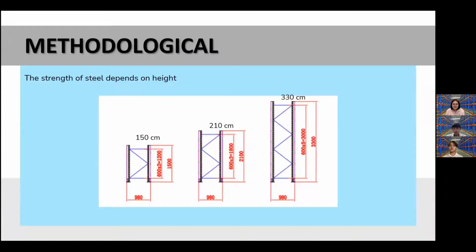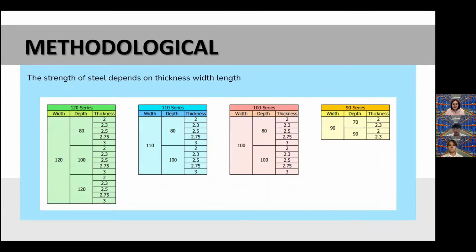In this project, we chose the heights 150, 210, and 330, which come from the widely and popularly used heights in the warehouse industry. And in this slide, we want to know the behavior of steel by using 4 series of steel widths, which are 120, 110, and 190. Within each series, there are various thicknesses, widths, and depths that we show in the slide.